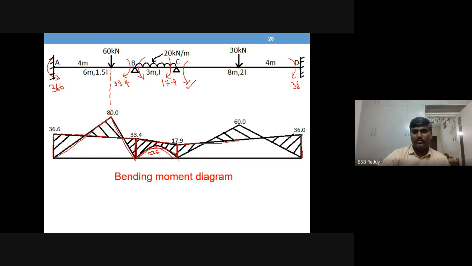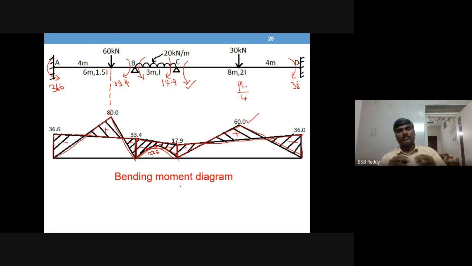Similarly, CD, this is the same 17.9, then 36 again. So join those two, we'll get the negative moment diagram. Then WL by 4 or PL by 4 is the maximum bending moment. If the point load is at center, PL by 4, so that is 60. Draw a triangle. Now this is negative moment, positive moment, negative moment. This is all negative because positive is very less value.